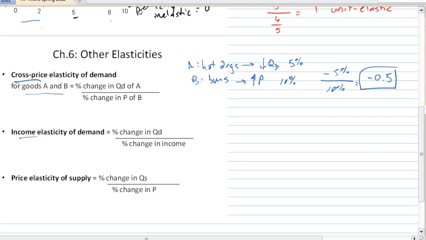Let's do another example with two different goods. Let's keep A as hot dogs, actually, but let's change B to hamburgers.